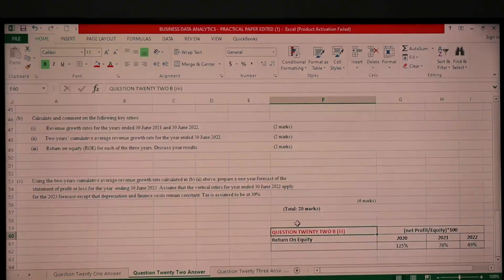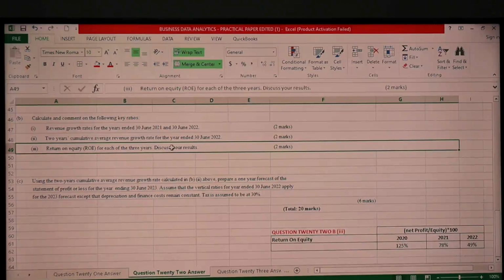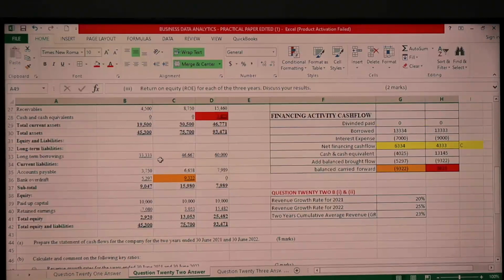Remember that the question has asked us to do what? That after getting these values, you're supposed to discuss your results. How are the results? The return on the investment made for the year 2020, 2021 reduced for the year 2021. So I used the total equity and the liability total. So why did you do that?